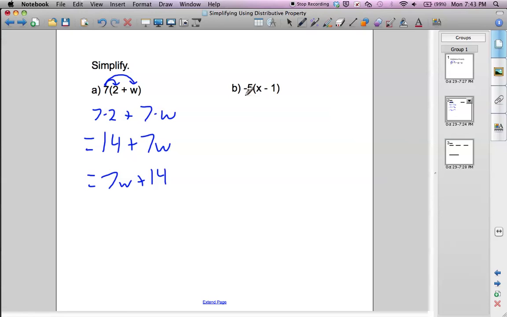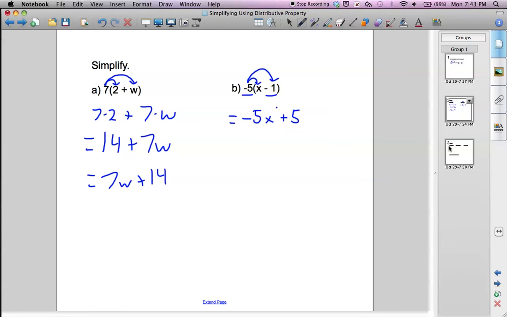Next, we have negative 5 here. Don't forget the negative sign. We can multiply by the two numbers inside the brackets, and we get negative 5x. And then we have negative 5 times negative 1. Don't forget those are both negative, so the product is going to be positive. So you're going to have negative 5x plus 5.